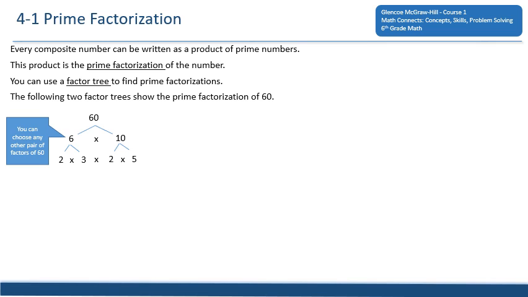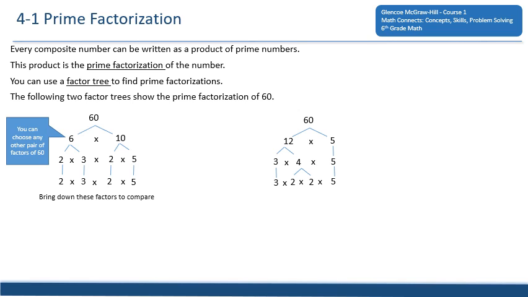And you can choose any other pair of factors of 60. It doesn't have to be 6 times 10. So if we look at this one, 60, and we have 12 times 5, and we could do 3 times 4 times 5, because 5 is prime, and then 3 is prime, so we'll bring that down, then we'll factor 4, 2 times 2, and then 5.